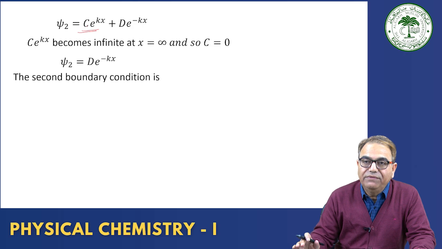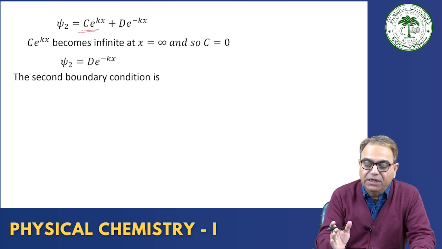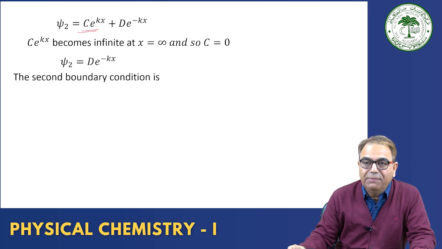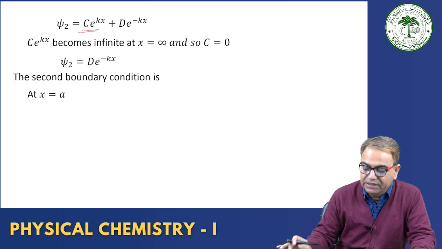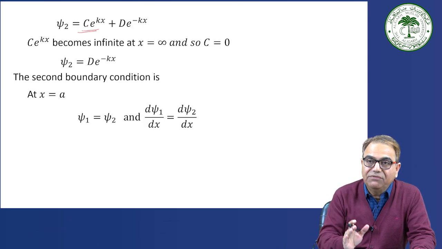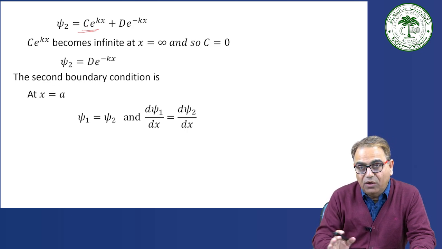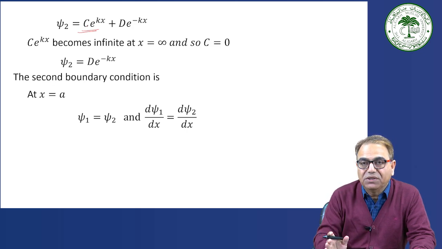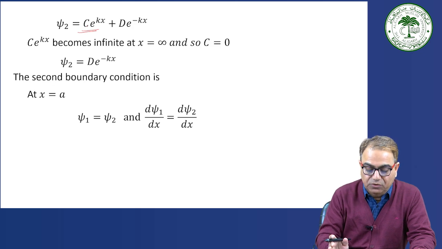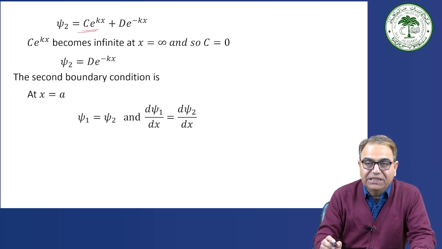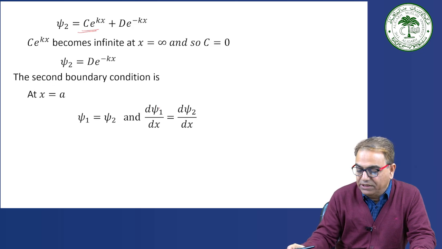Okay. Now we go for the second boundary condition, and the second boundary condition is at x is equal to a. And what will happen at x is equal to a? At x is equal to a, both psi 1 and psi 2 should have the same value. Okay. And also the slope of the wave function should be the same for psi 1 and psi 2. So the second boundary condition is psi 1 is equal to psi 2 and d psi 1 by dx is equal to d psi 2 by dx.